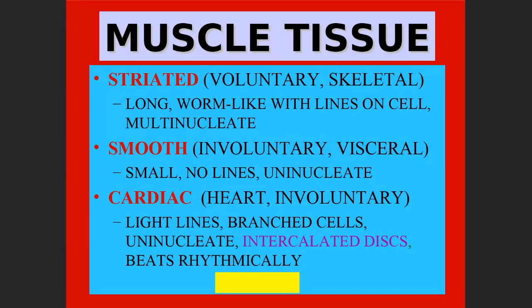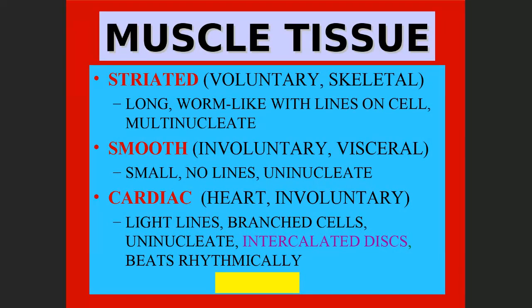Cardiac muscle is only found in the heart. It is involuntary. It beats approximately once per second or a little faster on average. You see some light lines on it. And the cells are branched. They look like they have little arms coming out of them. They're uninucleate, meaning they have one nucleus, but they have a connection between cells that is different from the other muscles. These connections between the cells are called intercalated discs.